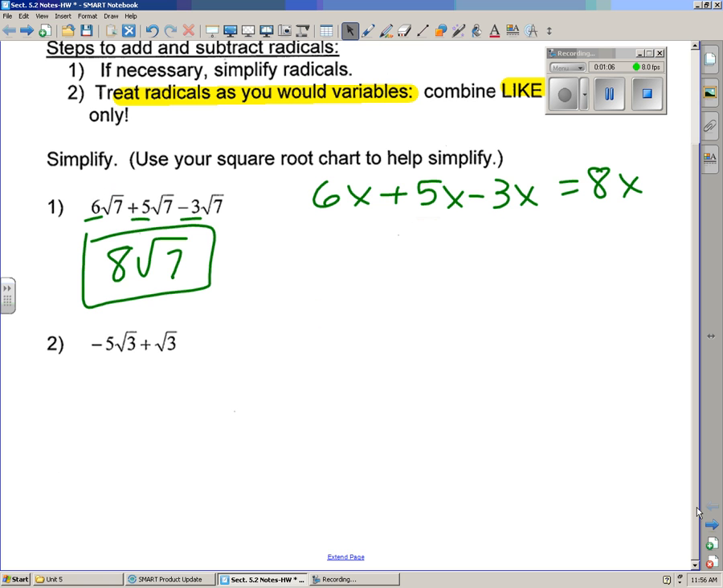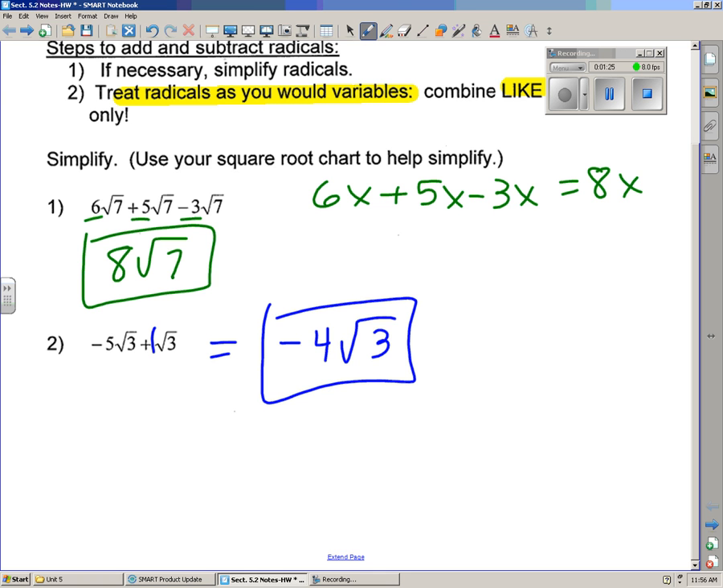On the next one, we have like radicals again. They're both radical 3s. You need to remember that this guy is 1 rad 3. So if I've got negative 5 rad 3 plus 1 rad 3, all I have to do is combine those like terms, and I really get negative 4 of those rad 3s.